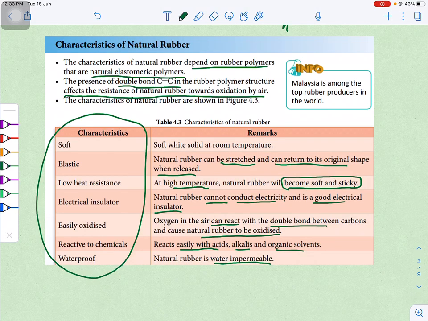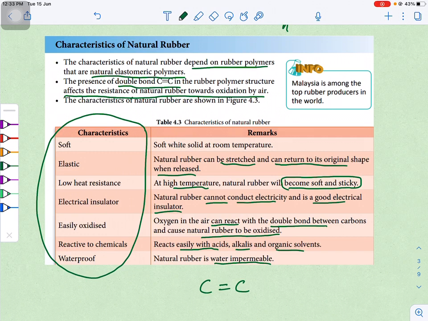So if we look at the characteristic of natural rubber, we can say it is affected mostly by the presence of the carbon-carbon double bond. So bahagian ni yang akan berlakunya reaction dengan acid, with the alkali, with the air. Okay, so with this characteristic, natural rubber banyak kelemahan dia lah. So we need to do something to treat our natural rubber. Because as we know, rubber ni banyak penggunaan dia.